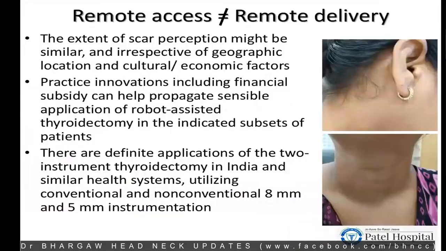So, concluding, remember, remote access should not be synonymous with remote delivery. A patient like you see right now has a transverse 1 centimeter scar that is barely perceptible, and that's only if you look hard. But what's important is that in a young female like this, especially one who's predisposed to hypertrophic scar, it is an option.